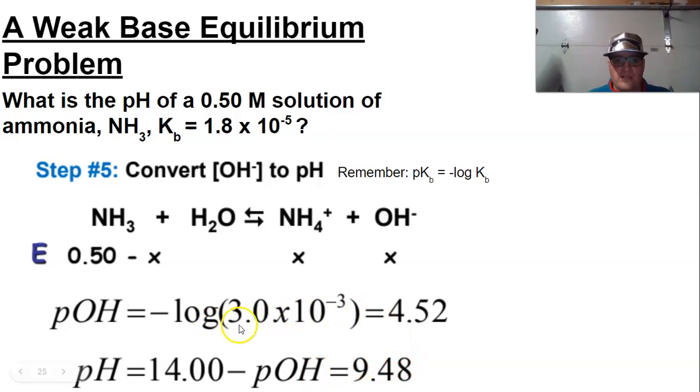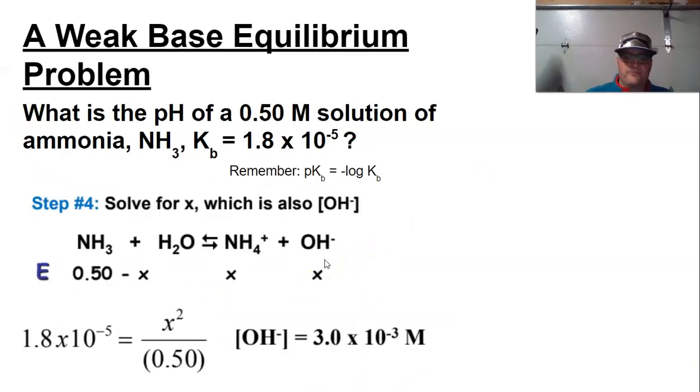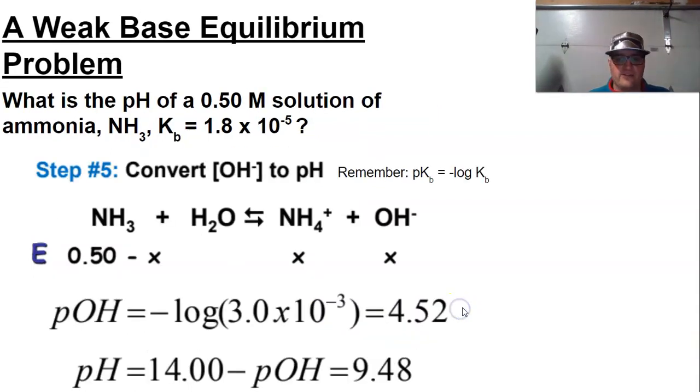So you can do a lot of these things here. If you wanted to go back, you could use the Kw to determine the hydronium concentration and do the negative log of that. You could go many different ways. There's no wrong way to do it. Just make sure you show your work.